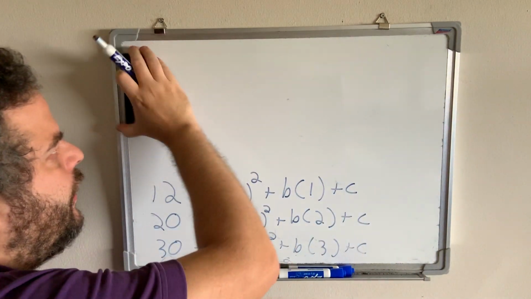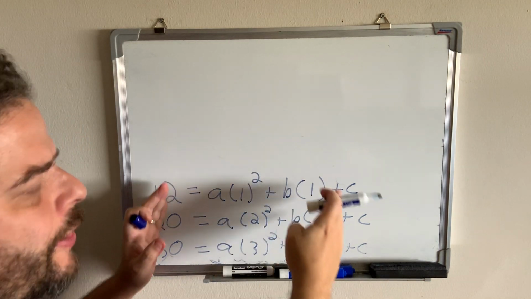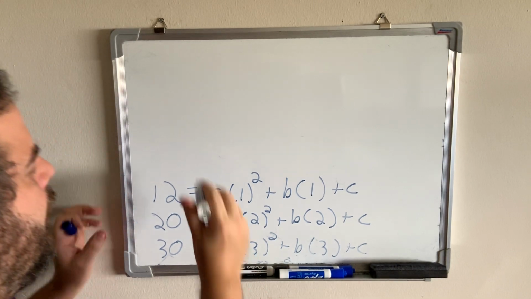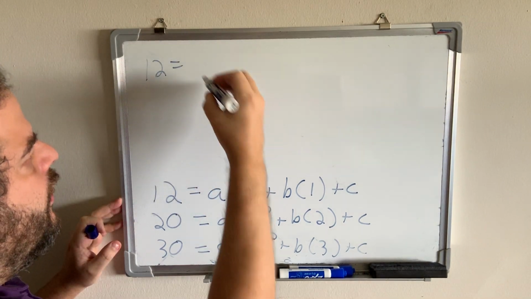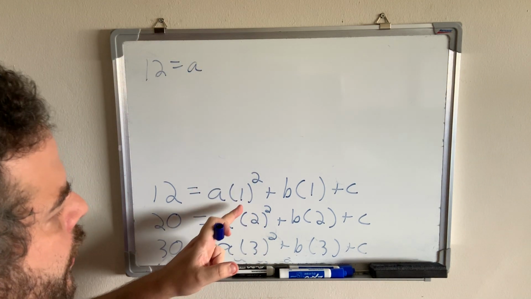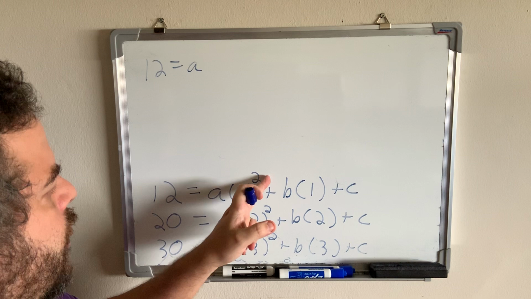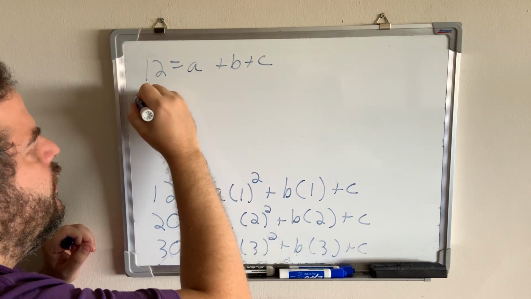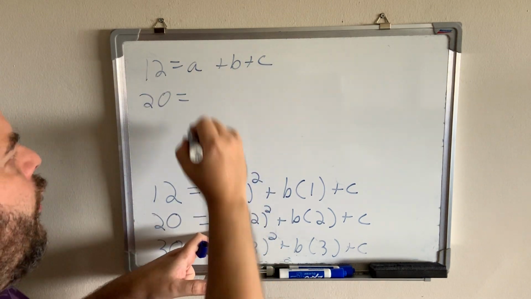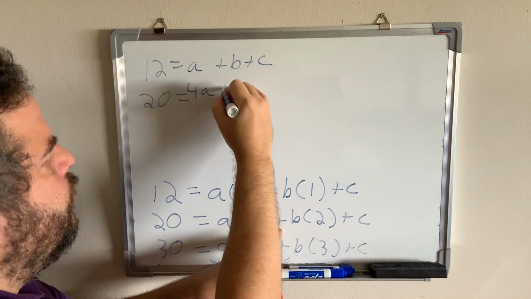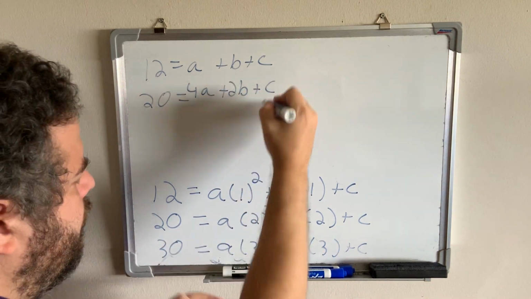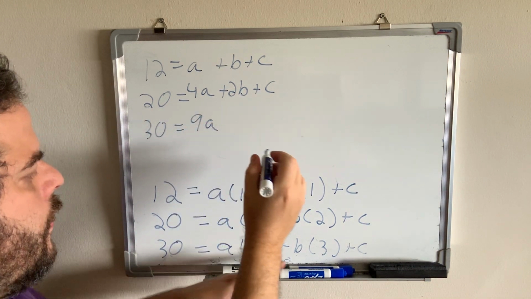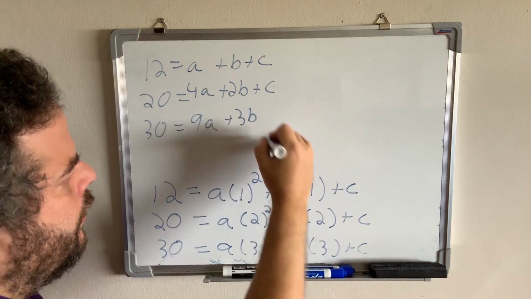We're going to convert this into a matrix. Yay, matrices again. So we have 12 equals a. Remember, the square does not apply to the a. 1 squared is 1 times a is a, plus b plus c. 20 equals 4a plus 2b plus c. 30 equals 9a plus 3b plus c.